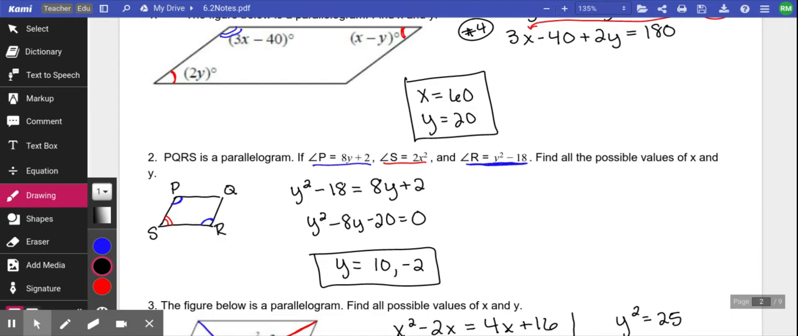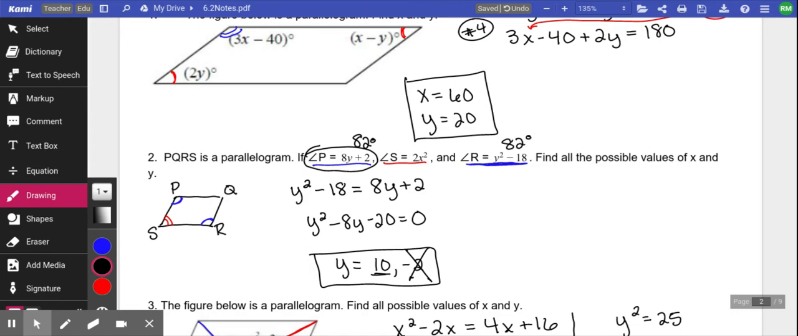So if I plug in 10 to angle P, what do I get? I get 82 degrees. That makes sense. Now let's try the other answer, negative 2. If I plug that in, 8 times negative 2 is negative 16, plus 2 is negative 14. Can we have a negative angle? We can't. We can't have a negative angle, so negative 2 is not going to work. We have to use 10, which tells us that angle P and angle R are both 82 degrees.